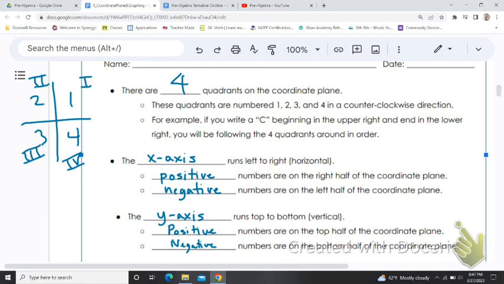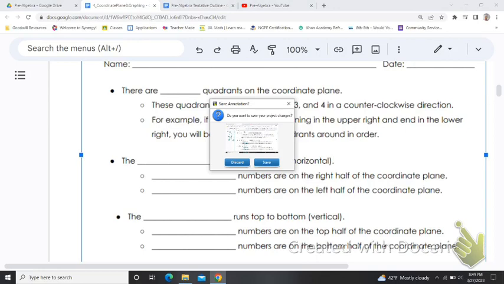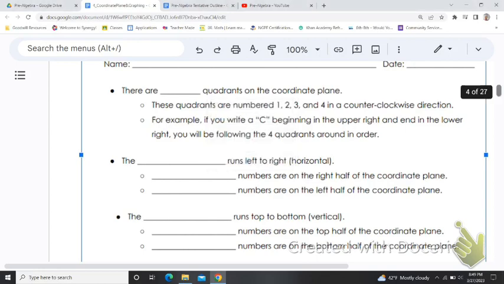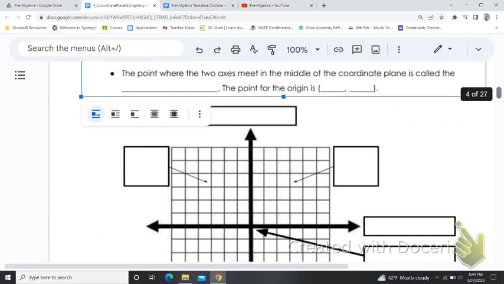So again, this just goes over a lot of what was already on the other pages, but hopefully in a little bit more interactive way to help you remember. Remember, at any time you can pause the video, you can rewind if you need to. And the point where the two axes meet in the middle is called the origin. Like the origin story for a superhero, like the place where things begin. So 0, 0 is the origin.